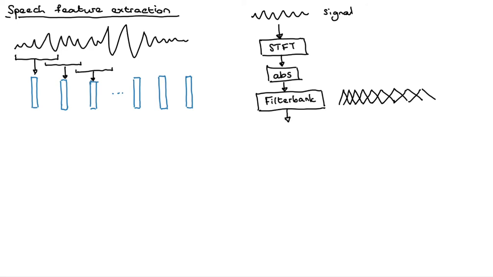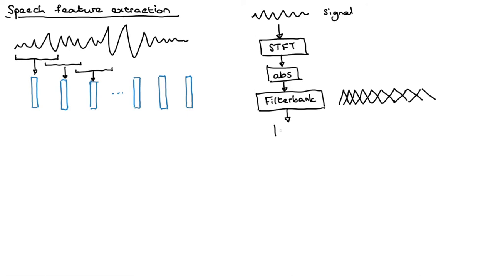So then we've got our filter banks. And if we've got 40 filter banks, then we'll end up with 40 numbers for every one of our windows. If you've got 80 filter banks, then we'll end up with 80 numbers, for example.